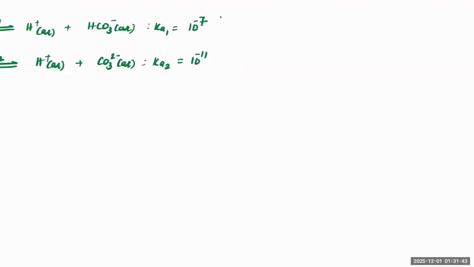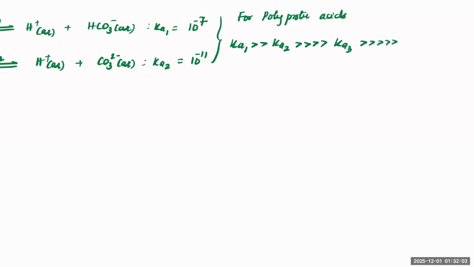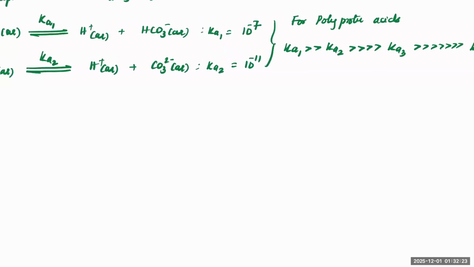So usually that is what you will understand: for any polyprotic acid, the Ka1 value will be far greater than Ka2, and Ka2 will be much greater than Ka3, and that will be even farther compared to Ka4 and so on. The dissociation values will drastically decrease, at least by a factor of 1000. You can say 10 raised to power of minus 7 directly to 10 raised to power of minus 11. That much decrement of Ka value will be observed.